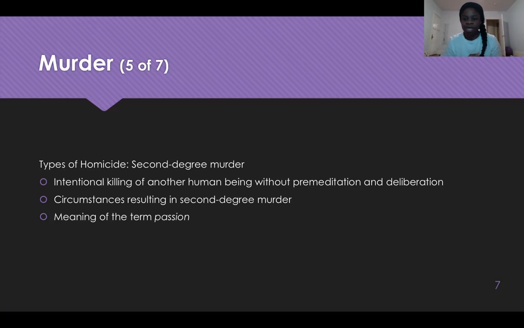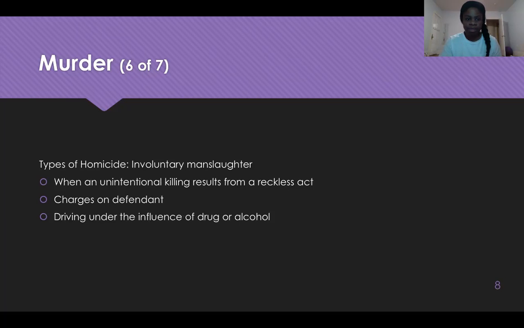Okay. The term passion specifically goes along with this type of murder. The term passion can mean fear, anger, outrage, or any temporarily high state of emotional arousal in which the rational faculties that someone has were impeded, and that can result specifically from provocations. Okay. Let's go into involuntary manslaughter.